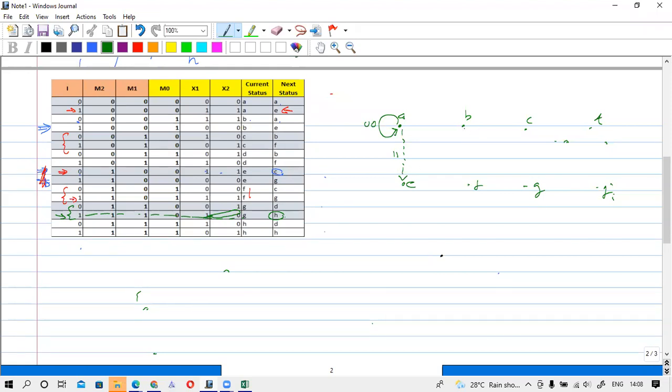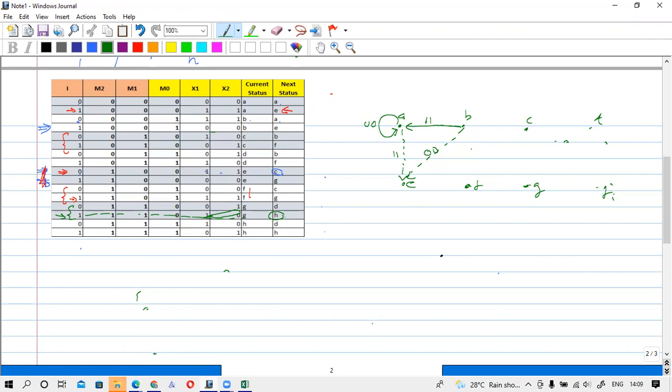And if you are in status B, if the input is 0, you will move to A, and the output will be again 1, 1. And if you are in B and the input is 1, you will move to E like this. At that time the output is 0, 0. So likewise, you can consider all the status and, using this table, see what the next status is and what the output is.